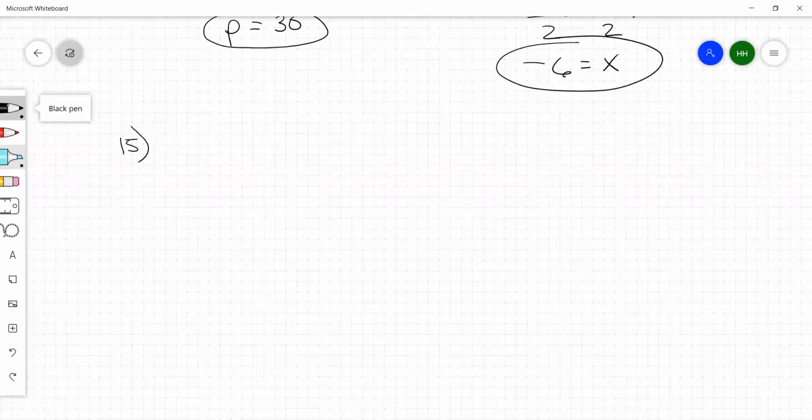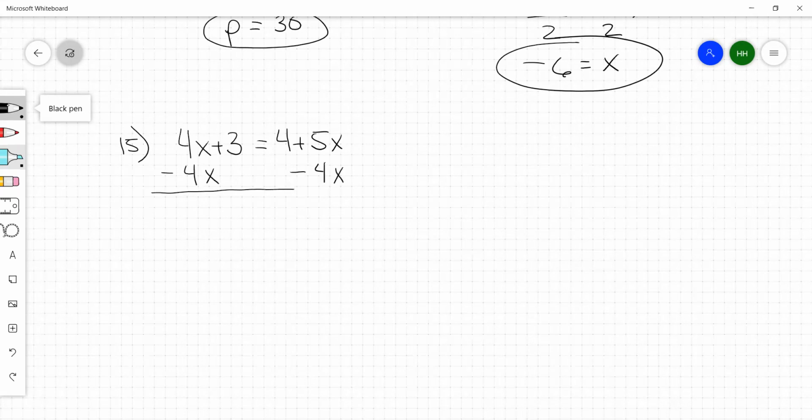Number 15, we have 4x plus 3 equals 4 plus 5x. I'm going to subtract 4x from each side. 3 equals 4 plus 5x minus 4x. That's just a positive x. Subtract 4 from each side. 3 minus 4, that's negative 1, is equal to x.